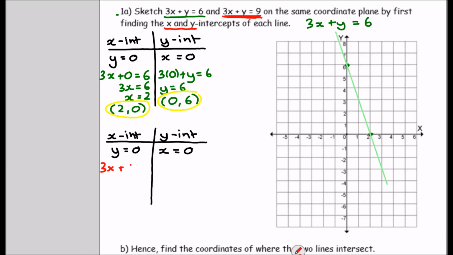So I'm doing this one in red. So 3x plus 0 equals 9. 3x equals 9, so x must equal, that's right, 3. So our x-intercept is 3, 0. Y-intercept, now let's plug in x equals 0 to the same red equation. 3 times 0 plus y equals 9. Show your golden step. Y equals 9, because 3 times 0 is 0. 0, 9 is our y-intercept.